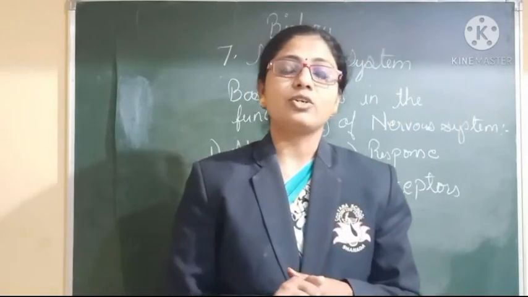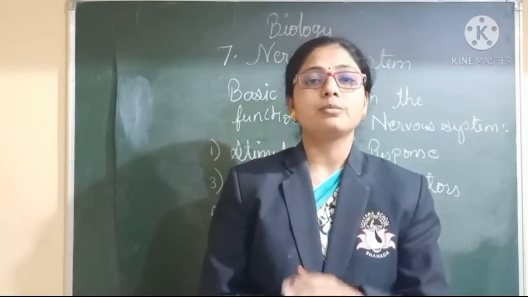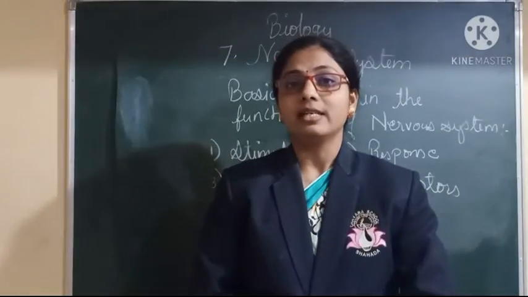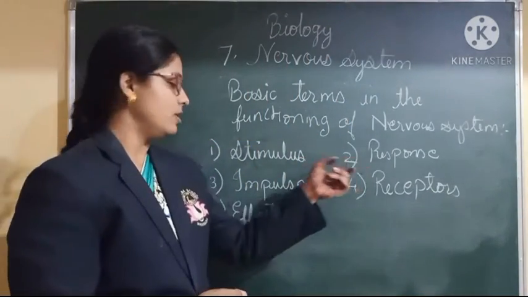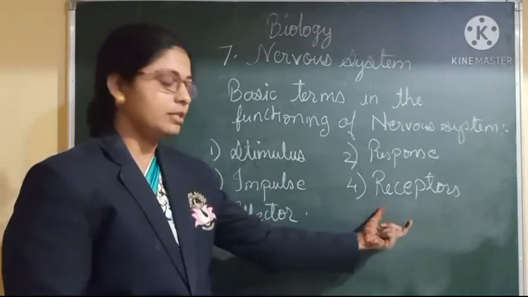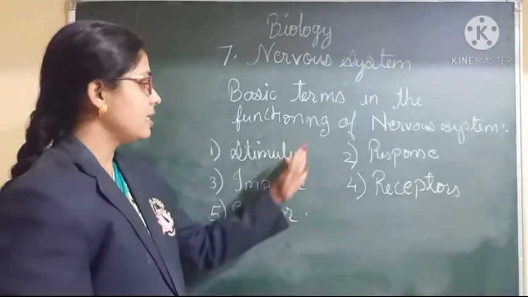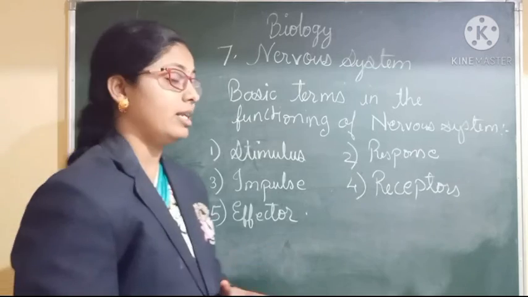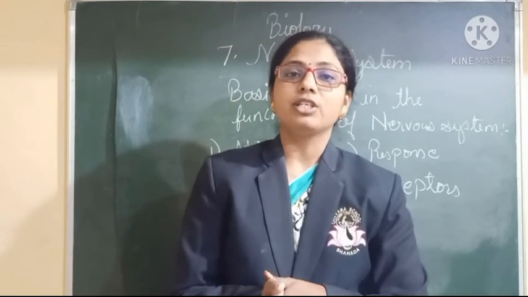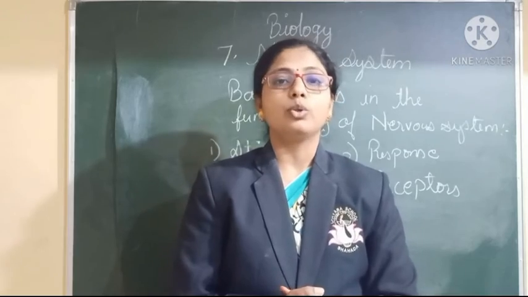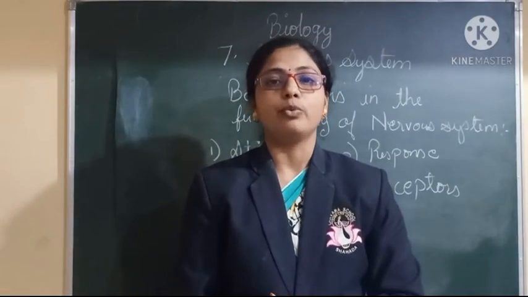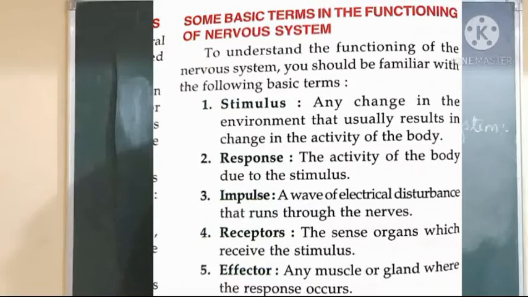Now, at the end of this lesson, there are some terms mainly involved in the nervous system: stimulus, response, impulse, receptors and effector. These are the terms mainly involved. So, the definitions of these you have to learn by heart properly, go through them and write them two times in your book. So, let us have a look at the definitions and then we'll recite them.